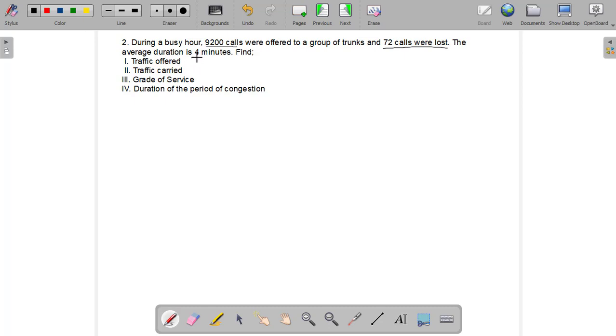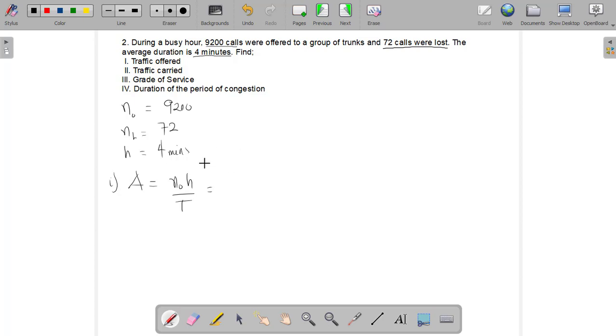Then we have our average call duration as 4 minutes. So let's say, for instance, N subscript O, for offered calls, is 9,200. Then N subscript L, our number of lost calls, is 72. Then our average holding time, which is H, is given by 4 minutes. So to find the traffic offered, essentially we are going to use the formula A is equal to N subscript O times H all divided by T.